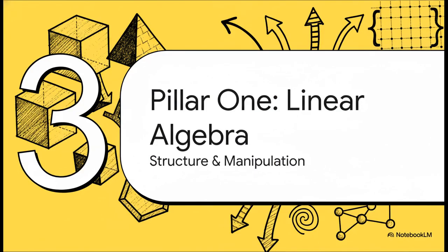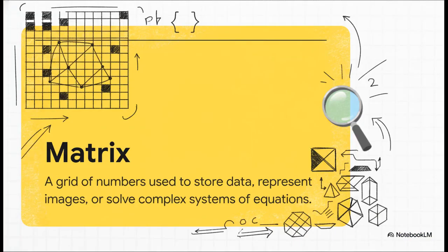Okay, let's jump into that first pillar, linear algebra. At its core, this is all about taking huge, messy piles of information and giving them a clear structure so that we can actually work with them. And the absolute hero of linear algebra is this thing called a matrix. Now, it just looks like a simple grid of numbers, right? But don't let that fool you. A matrix is an insanely powerful tool.